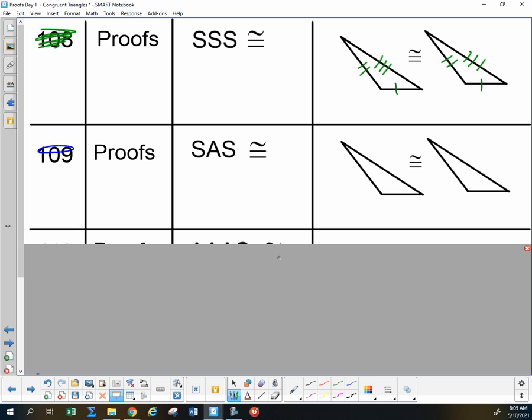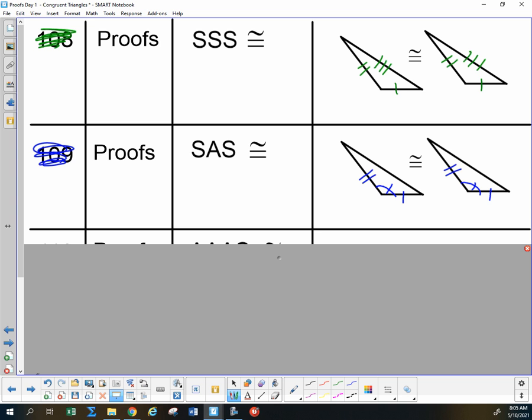The next one is going to be SAS for congruent triangles. Copy down, please. That's going to mean pick any two sides that you want. I don't really care which ones you want to label on your picture. So I'll label those two sets of sides. And the A says the angle that we know is congruent must be the one between those two sides. So it must be that angle.